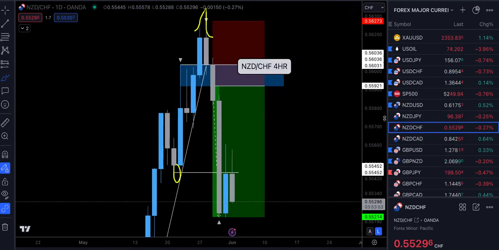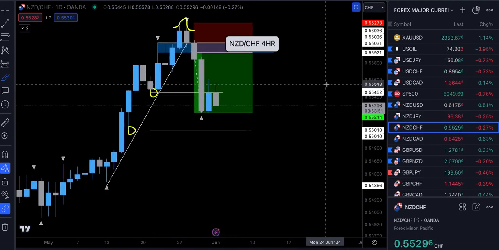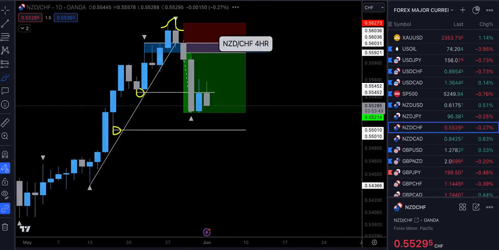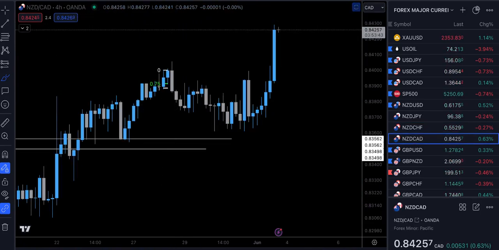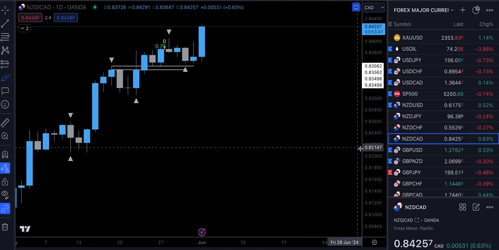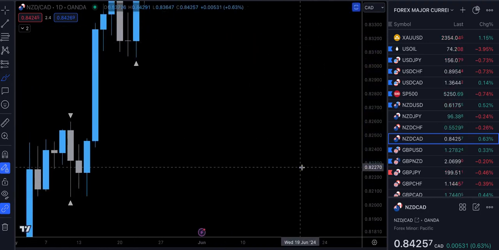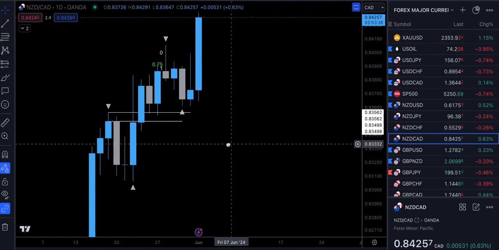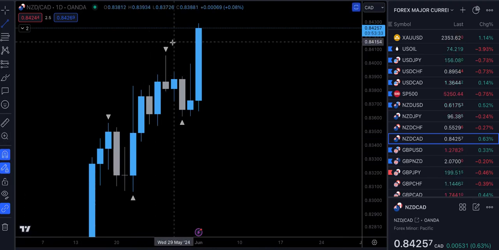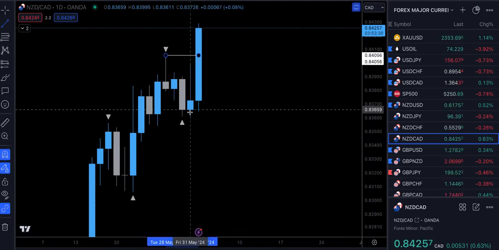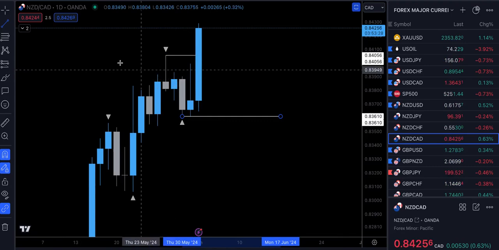Another trade here. I don't just want to show you guys winning trades. This was another trade that we took, NZD CHF. I want to show you guys some in-depth analysis on what you can actionably trade. Okay, so NZD CAD, we've had this daily sweep to the upside. We've broken above there. Okay, this is on the daily perspective.